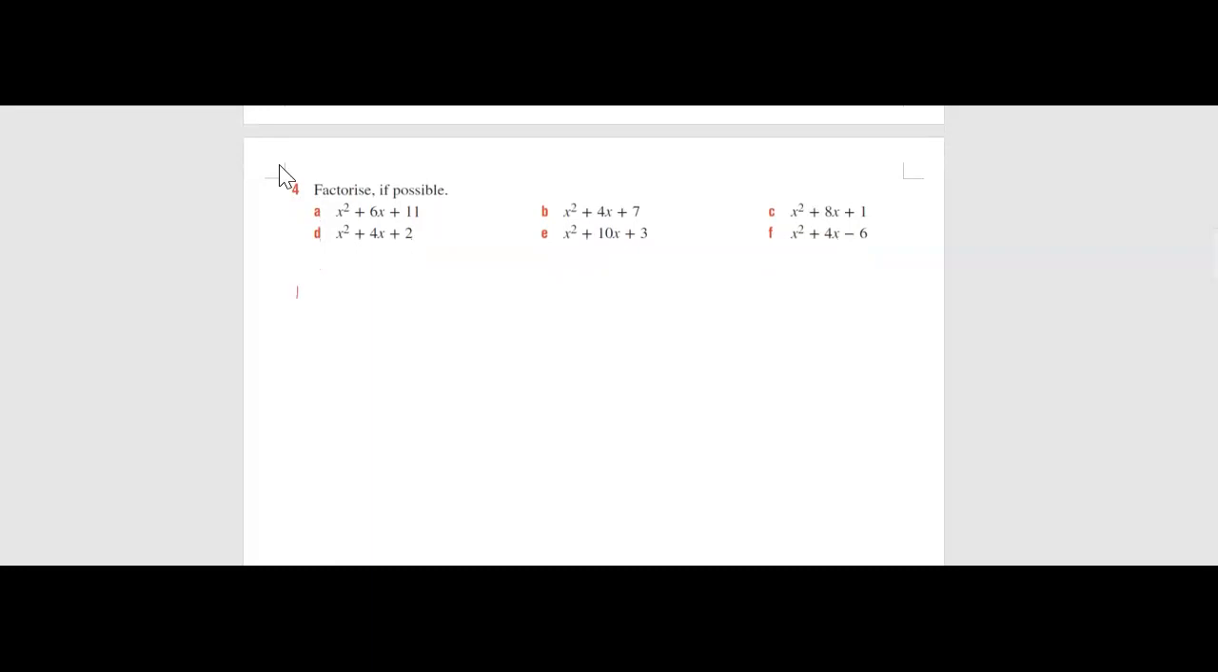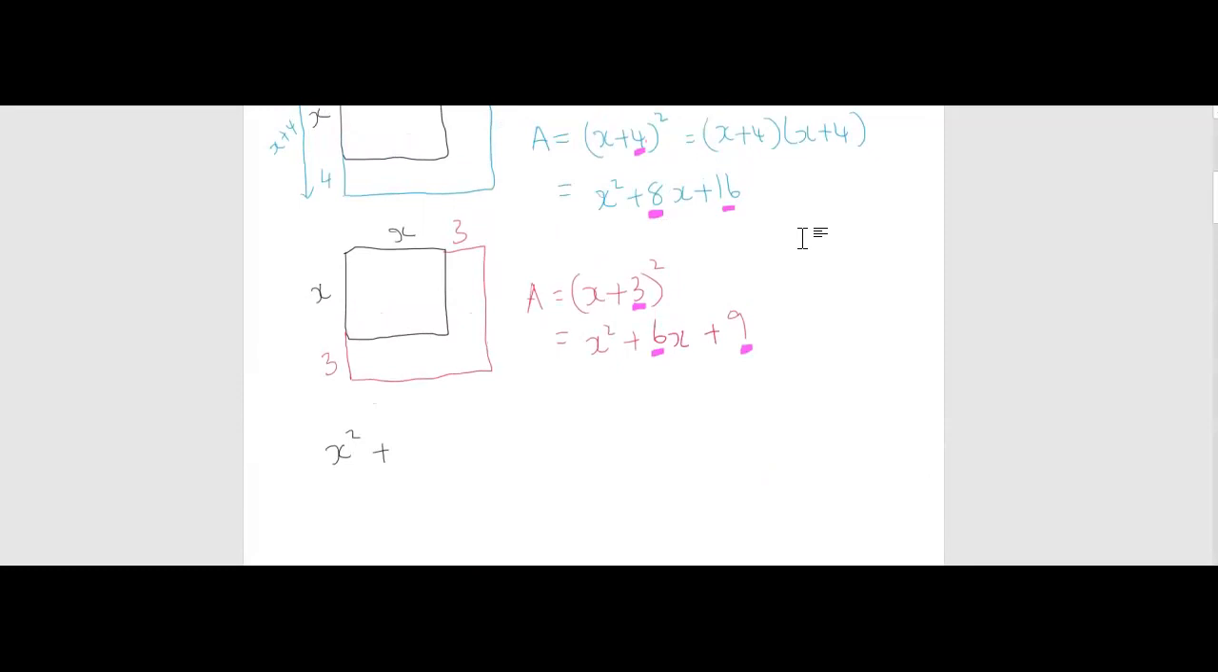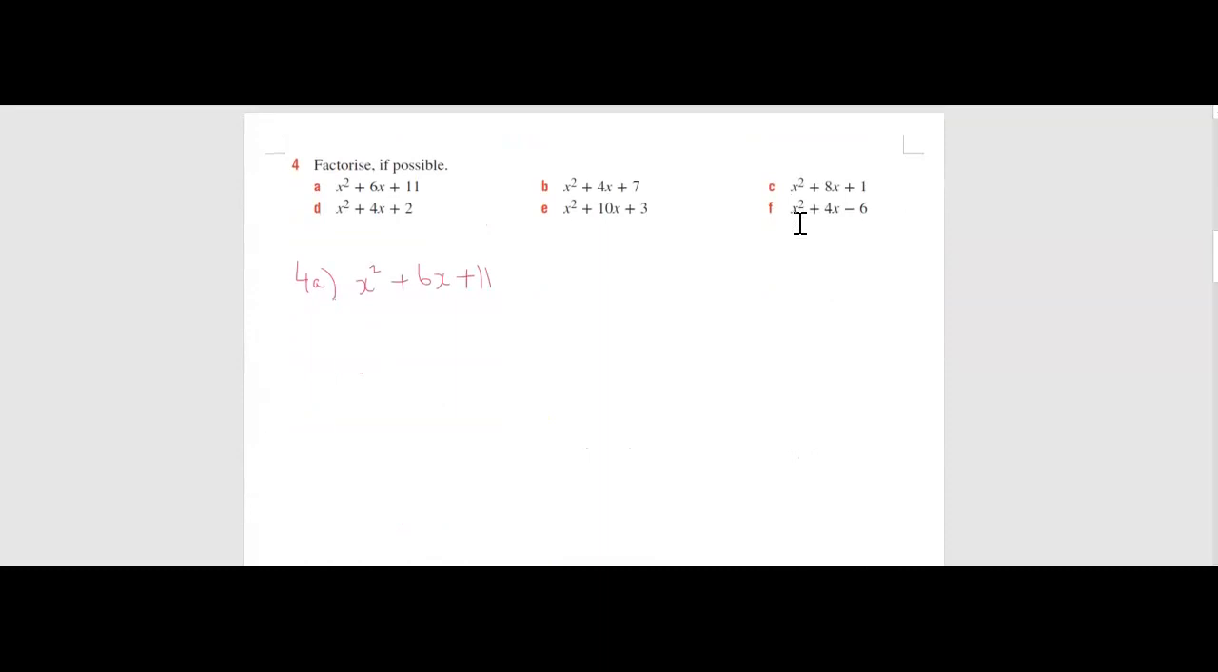It's probably the easiest way to do it. 4a, x squared plus 6x plus 11. Now this one is a little bit different because it's not a perfect square like these ones were. So that would have been easy. But what we're going to say is, let's just pretend that we're going to make it a perfect square. So I'm just going to deal with these two numbers first.